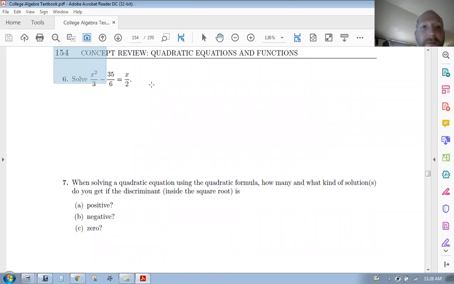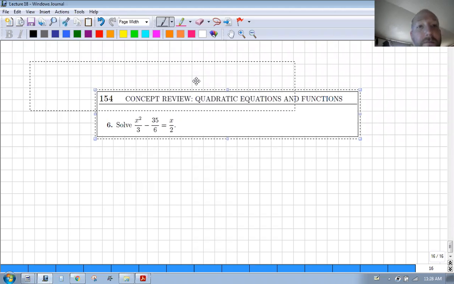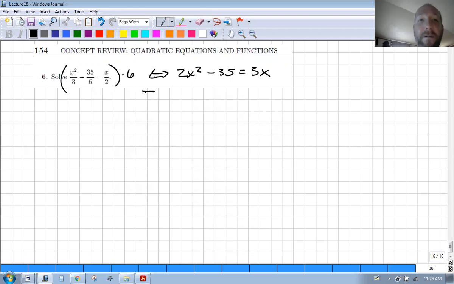Page 154. Solve. I guess we can solve it any which way we want. First thing I'm going to do is multiply everything by 6. So 6 over 3 is 2. 6 over 6 would cancel, so we just get 35. And now 6 over 2 is 3. Now I'll put it into standard form.